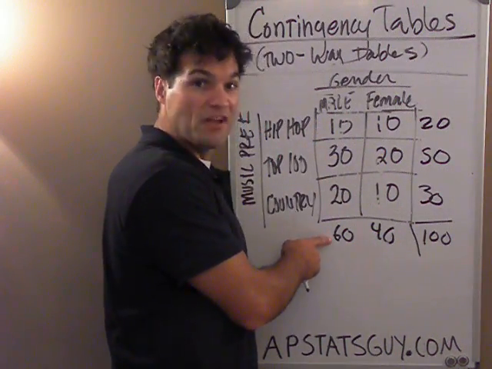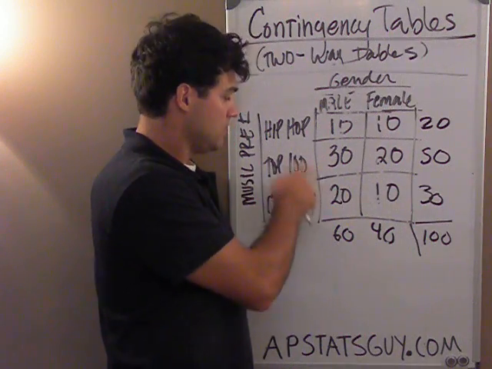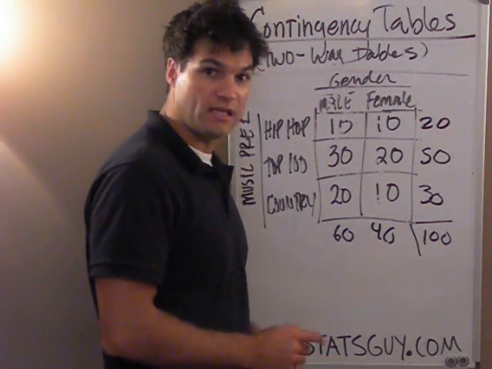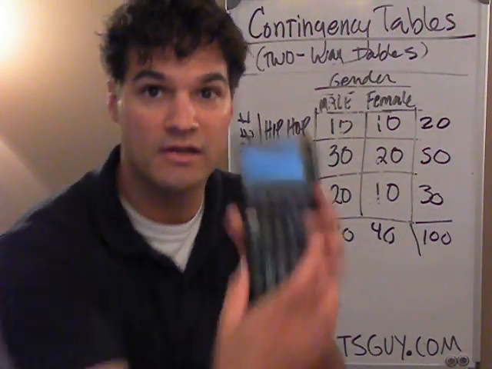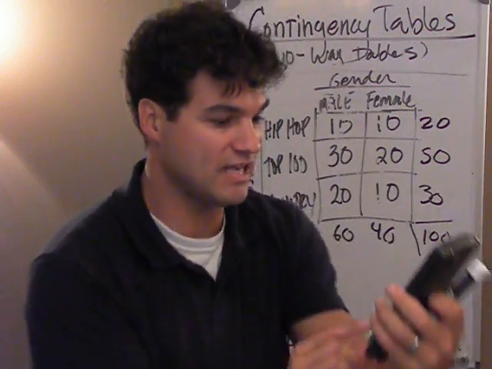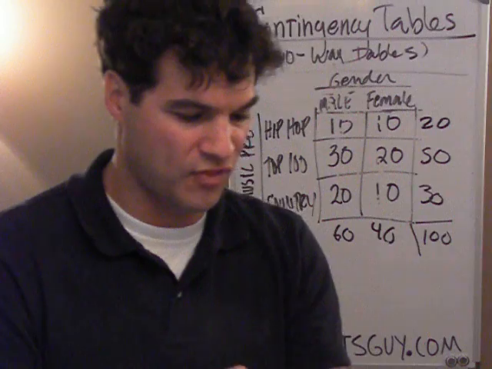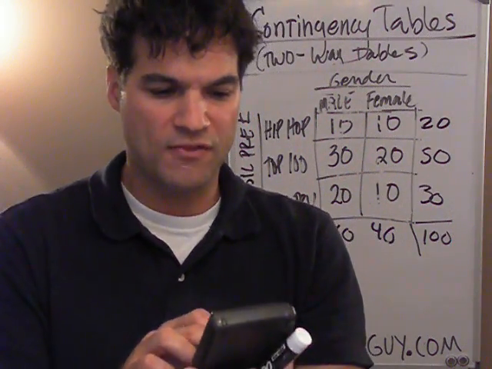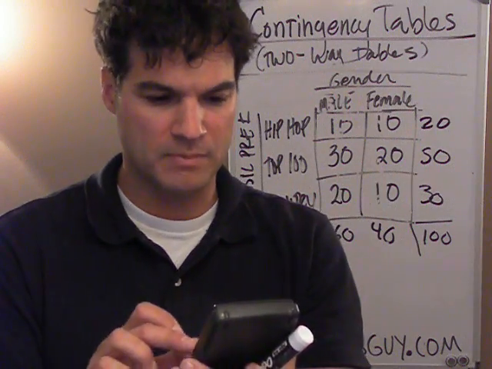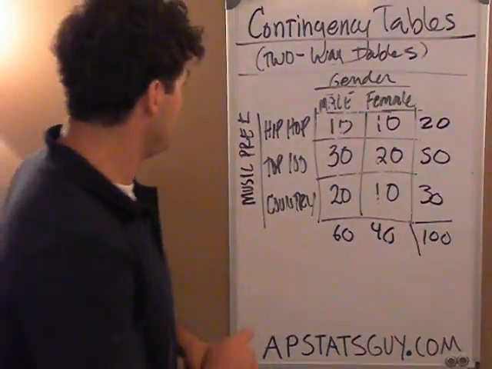10 out of 60, 1/6, like hip hop, 30 out of 60, 50%, like top 100, and 20 out of 60 prefer country. And you turn those right into percentages. I can just put it straight in. Ooh, 1/6 is approximately what? I know 1/3 is about 33%. So what do you think 1/6 is? 1 divided by 6 is probably half that, 16%.